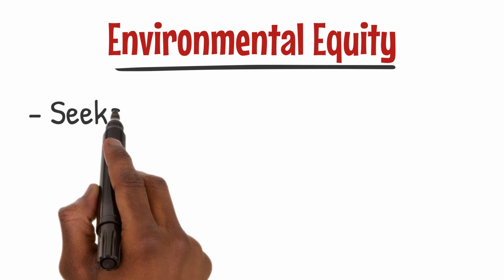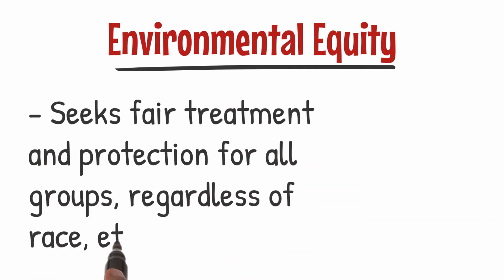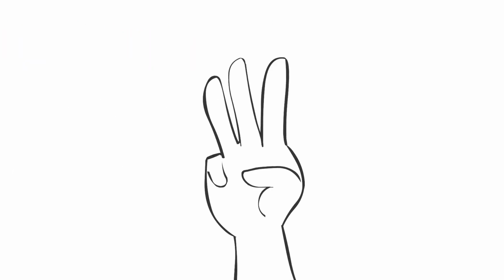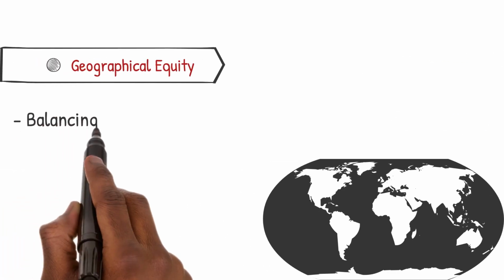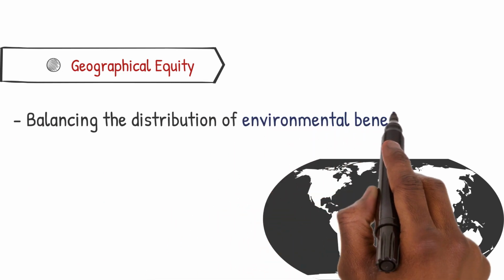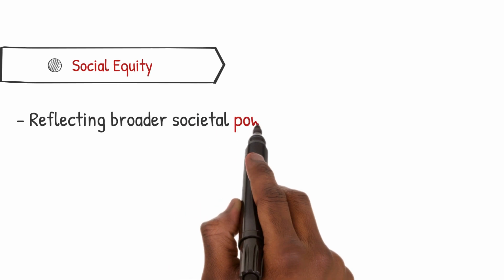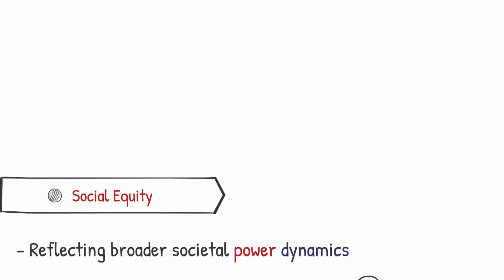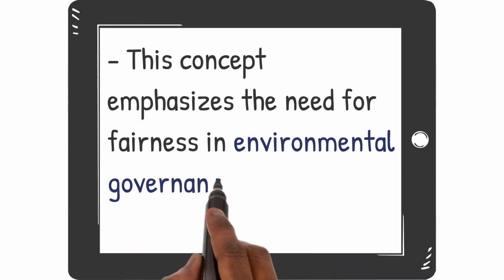Environmental equity seeks fair treatment and protection for all groups, regardless of race, ethnicity, or income. It involves three aspects: procedural equity, ensuring fair application of rules; geographical equity, balancing the distribution of environmental benefits and burdens; and social equity, reflecting broader societal power dynamics. This concept emphasizes the need for fairness in environmental governance and decision-making.